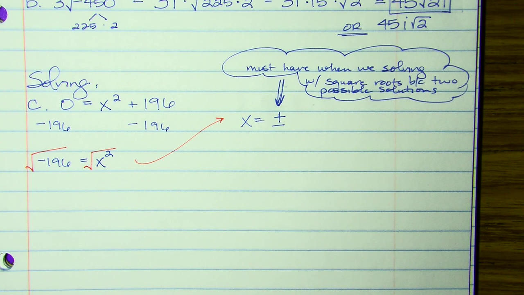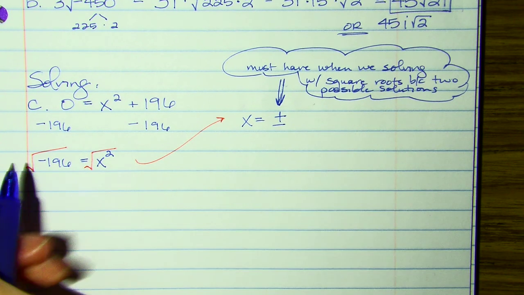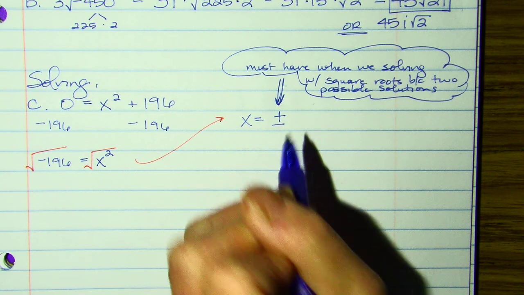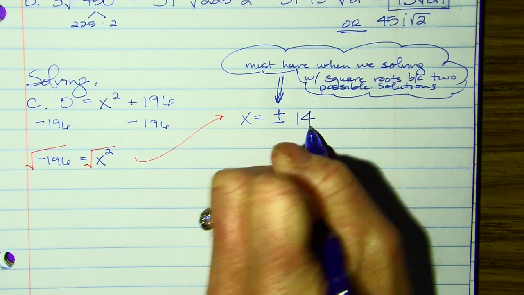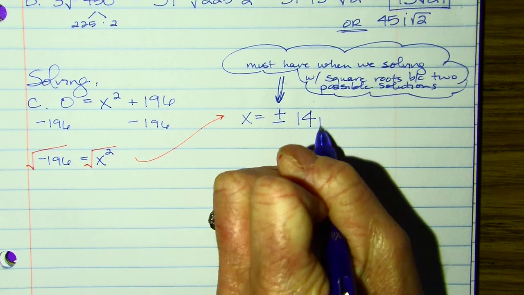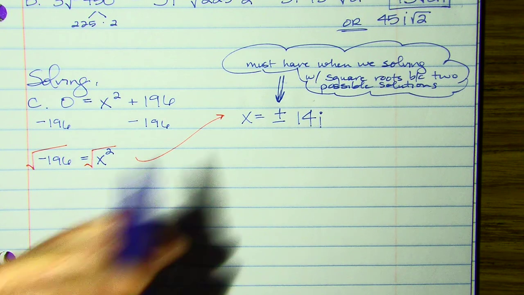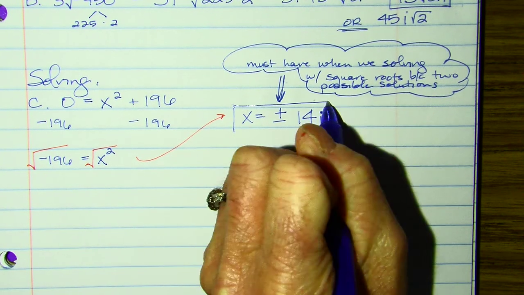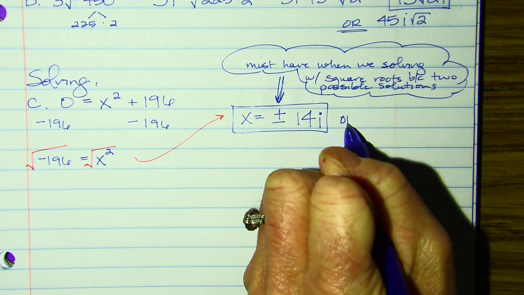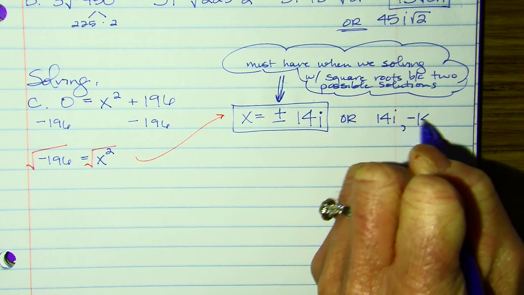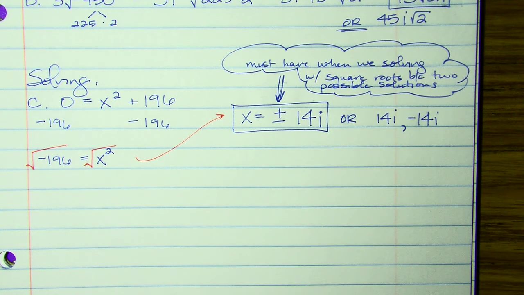So I start there, then I'm going to simplify 196. The square root of 196 is 14, and then because that is negative, I have the letter i. That negative creates the i. So I have two possible solutions. You could write it like this, 14i, comma, negative 14i. It's up to you.